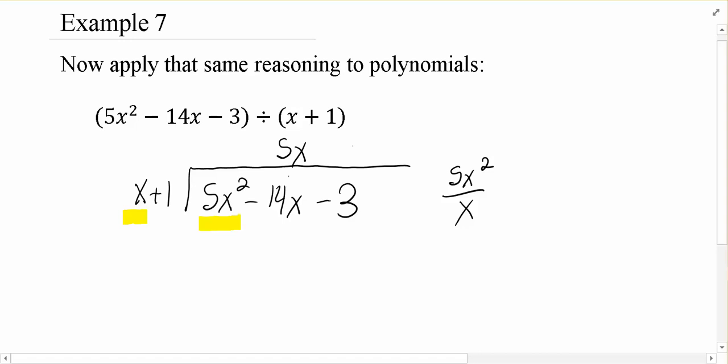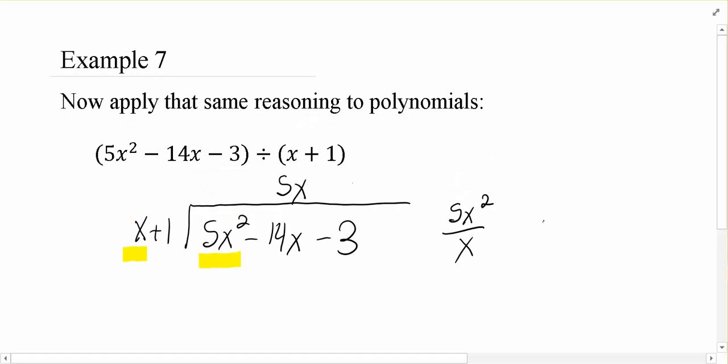Now the next step in long division is to multiply. We want to multiply the 5x that's up top times the x plus 1. And so we literally do want to distribute here, and that's going to get us 5x squared plus 5x.